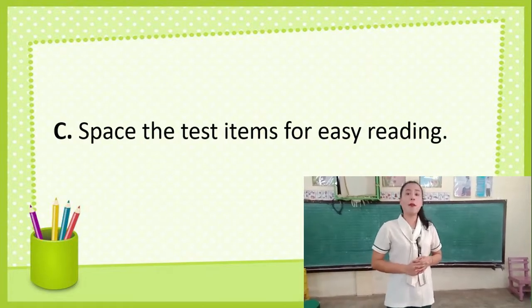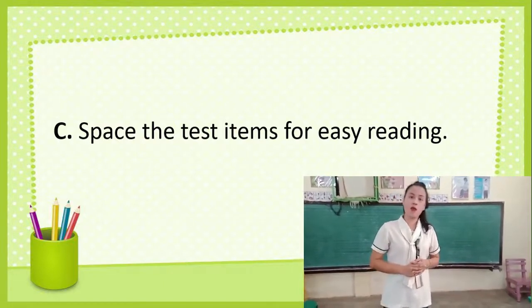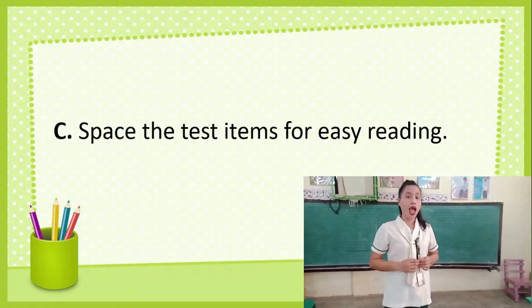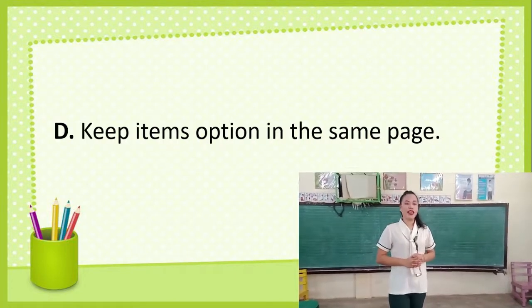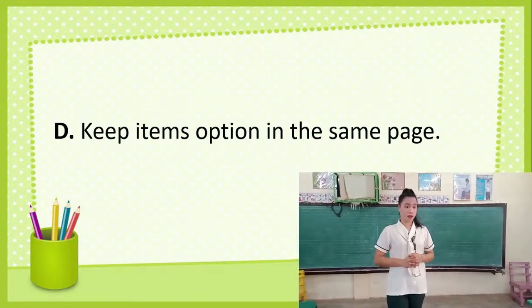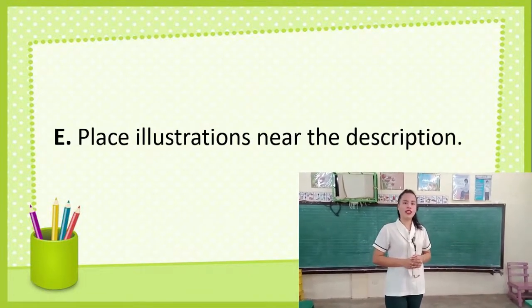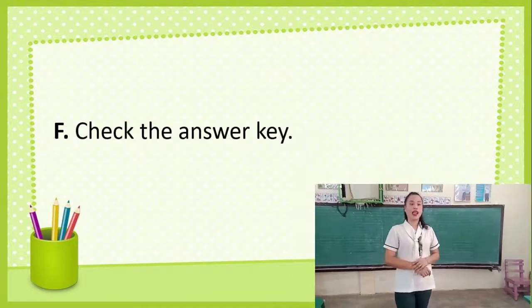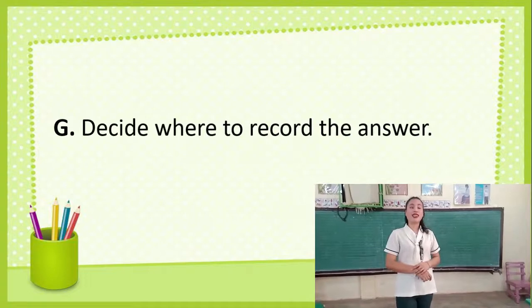Letter C, space the test items for easier reading. For example, kapag gagawa tayo ng test items, kailangan yung hindi dikit-dikit na mga text sa kopol upang ang test items na ating ginawa ay malinaw at madaling mabasa ng ating mga estudyante. Letter D, keep items option in the same page. Letter E, place illustrations near the description. Letter F, check the answer key. And letter G, decide where to record the answer.